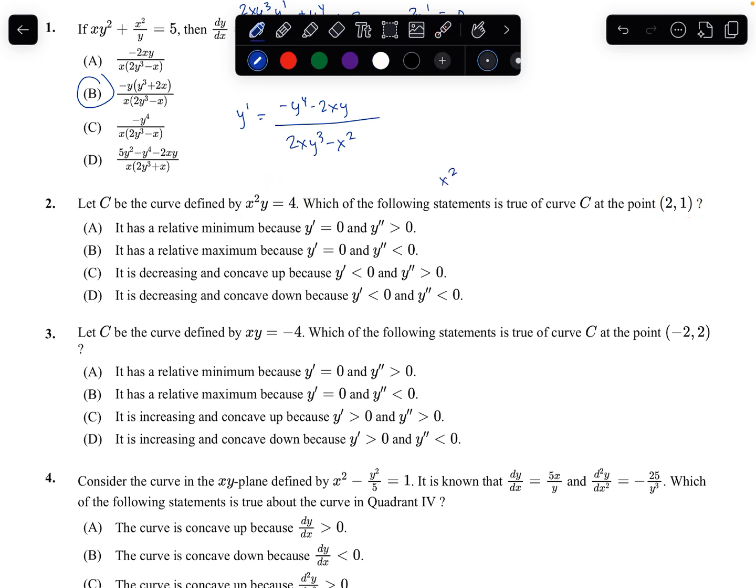So it's going to be the first times the derivative of the second plus the derivative of the first times the second. That's going to be equal to 0. Okay. And then I can plug in this point right here and see what y prime is, because it's saying y prime is equal to or y prime is less than. So let's go ahead and plug in that point. So that's going to be 4y prime plus 2 times 2 times 1. So that's just going to be plus 4. That's going to be equal to 0.